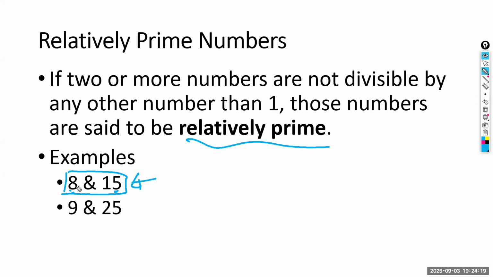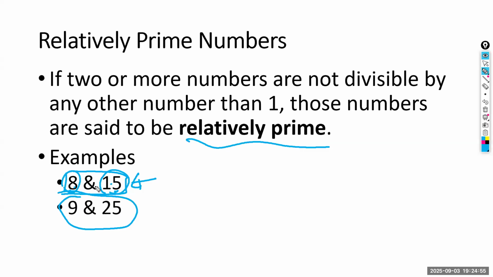For example, 8 is divisible by 2 and 4, but 15 is not divisible by 2 and 4. 15 is divisible by 3 and 5, but 8 is not divisible by 3 and 5. So there are no common factors other than 1. Therefore, yes, 8 and 15 are both composite numbers or non-prime numbers, but 8 and 15 are relatively prime numbers. Similarly, 9 and 25 are relatively prime numbers. In some algorithms, we don't use the concept of prime numbers, we use the concept of relatively prime numbers.